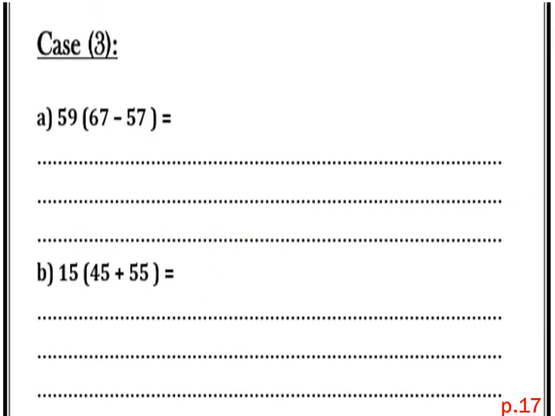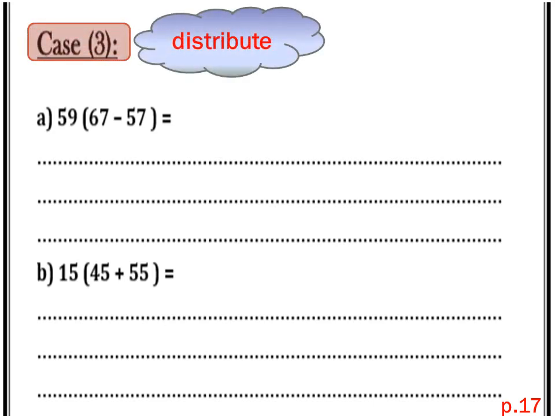And now let's talk about case 3. In case 3, we are going to distribute. How can we solve it? Let's see here in letter A. We have 59, open bracket, 67 minus 57. As we said before, in the distributive property, we must have multiply and minus, or multiply and plus. So here we don't have any multiply. No, we have it. It's a hidden multiply, or a hidden sign between the 59 and the bracket. So when we don't have the sign and we have a bracket, it will be a hidden multiply. So 59 times, open bracket, 67 minus 57.